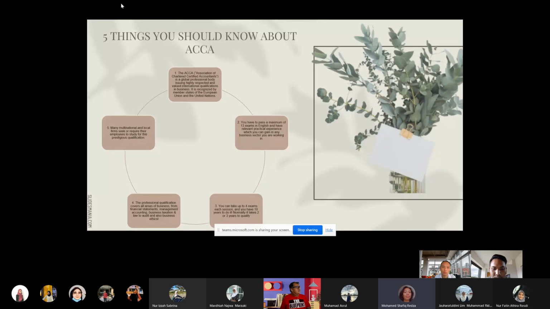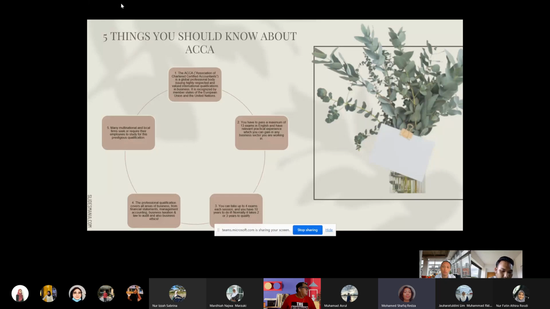Second, you have to pass a maximum of 13 exams in English and have relevant practical experience, which you can gain in any business sector you are working in. And third, you can take up to 4 exams each season, and you have 10 years to do it. It normally takes 2 or 3 years to qualify.